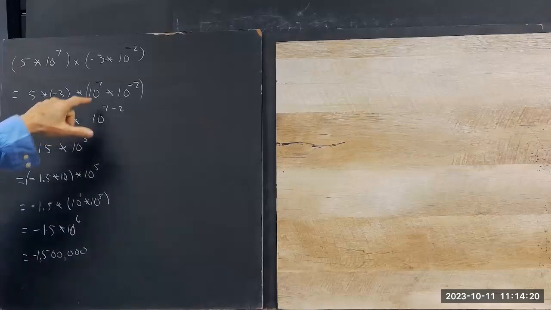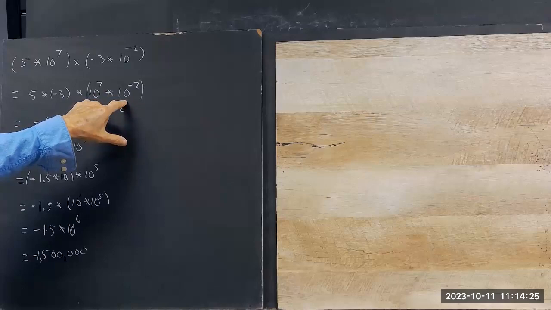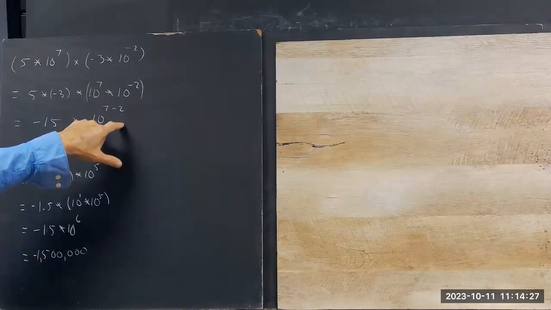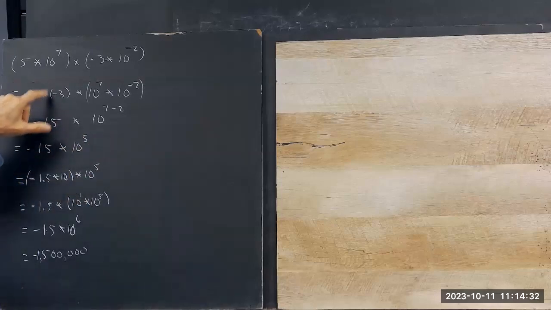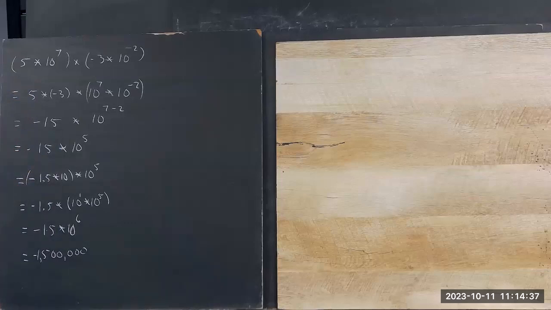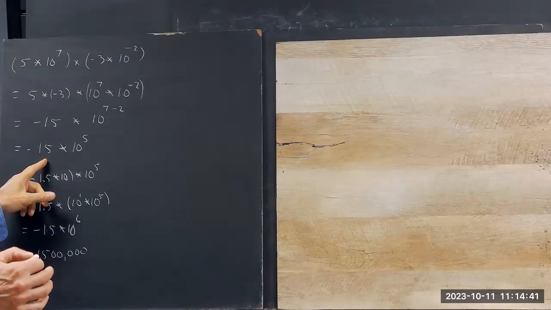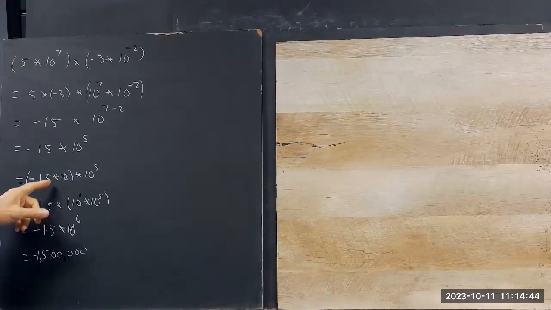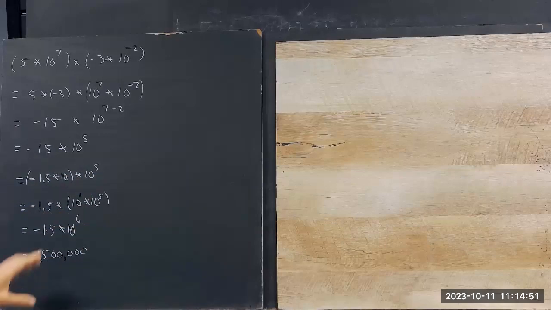we multiply here. So now we can use the laws of exponents to multiply 10 to the 7th and 10 to the -2nd. It's 10 to the 7 minus 2, which is 10 to the 5th. We multiply our numbers out in front, and we get -15. We notice that -15 isn't between 1 and 10. So we write it as 1.5 times 10. And then we combine these powers of 10 and get our final answer.